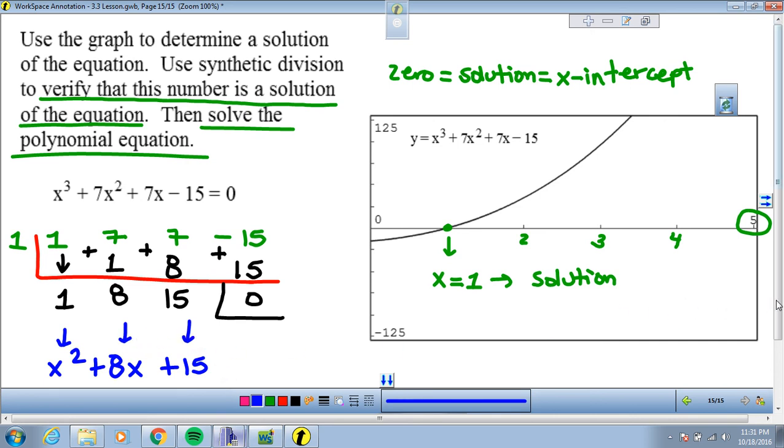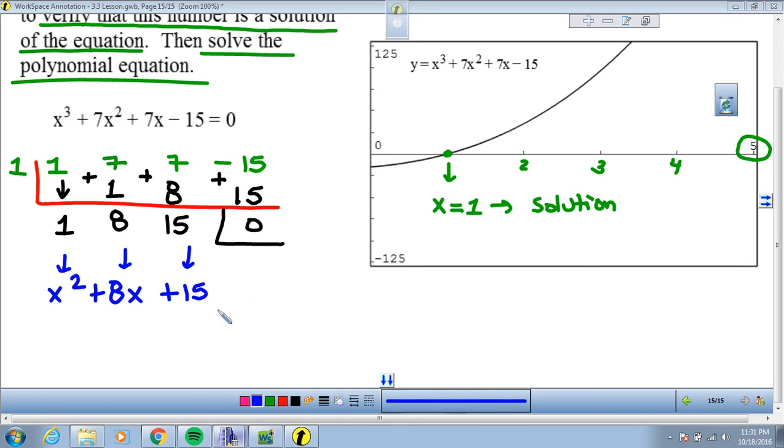So what to do from here? We set it equal to 0. We're going to find the rest of the solutions because up to here I verified. Is this x-intercept, that number, a solution of this polynomial? Yes, because I got a remainder of 0. So I checked for that. Next thing is solve it. You already know how. Just factor.